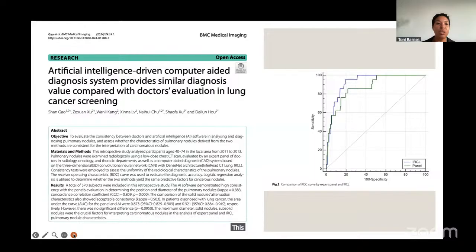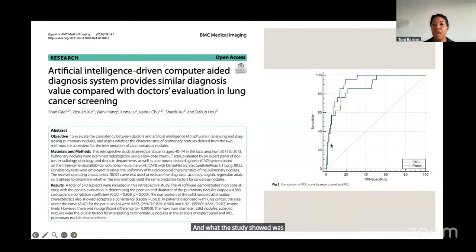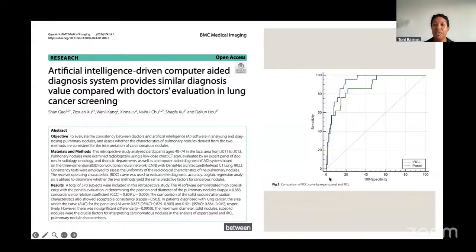This is an interesting study that was done where they took a group of expert radiologists, and they compared AI interpretation of low-dose CT scans to see whether there was concordance between the expert panel and AI. And what the study showed was that there was actually very good concordance, and there was no significant difference between the sensitivity and specificity picked up by the expert panel versus AI.